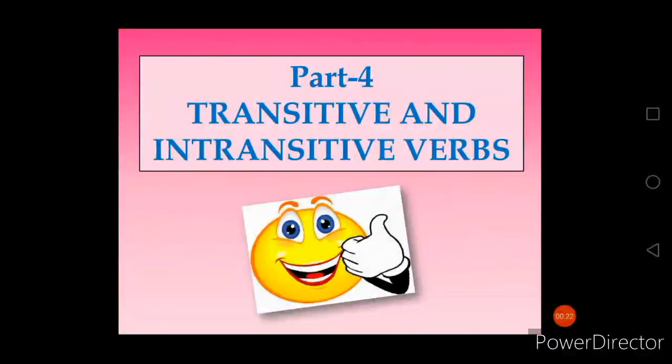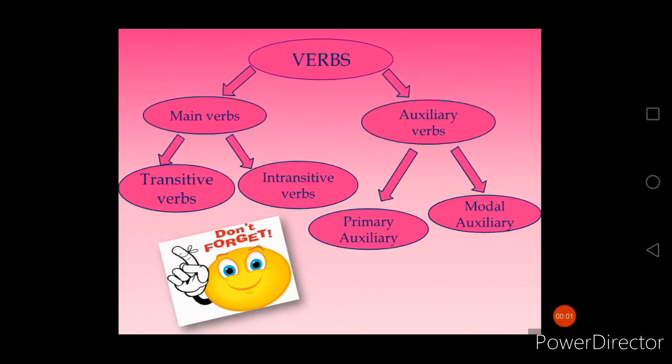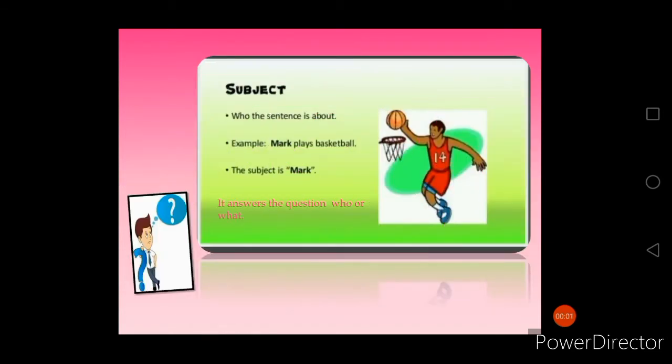Okay, students, in this part 4 video class, we are going to learn about transitive and intransitive verbs. Students, in the previous video class, we had learned about the main verbs and the auxiliary verbs and also the classification of auxiliary verbs, that is primary and modal auxiliary verbs. And now in this session, we are going to learn the classification of main verbs, that is transitive and intransitive verbs. And my dear students, before entering into this topic, you should know what is a subject, verb and object, and also you should know what is an adverb or adjunct.